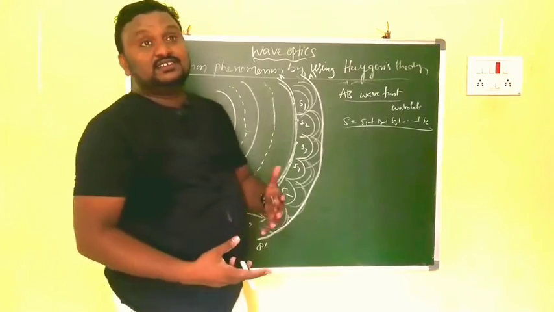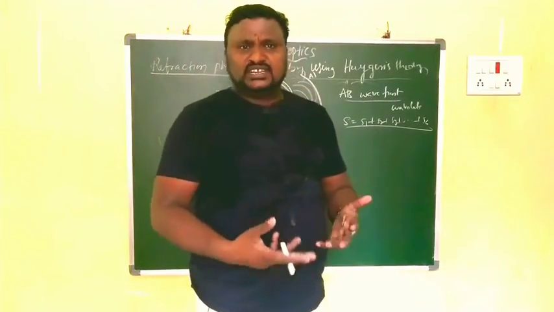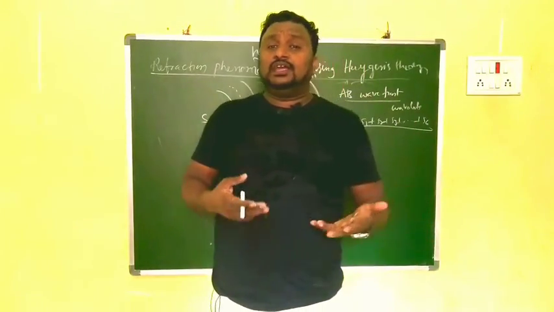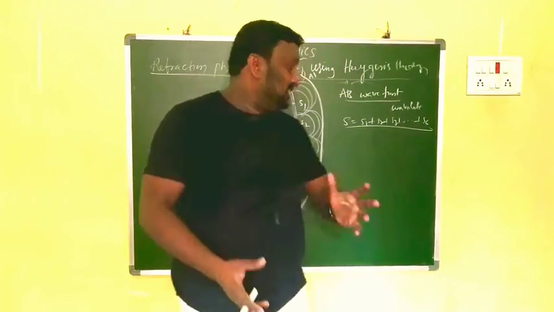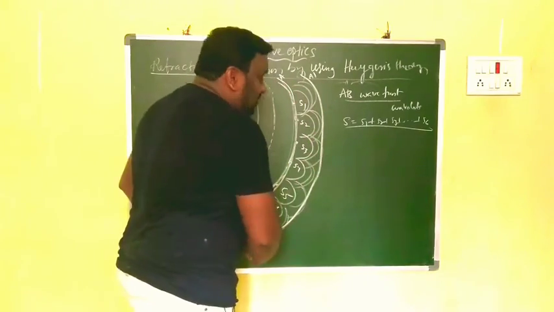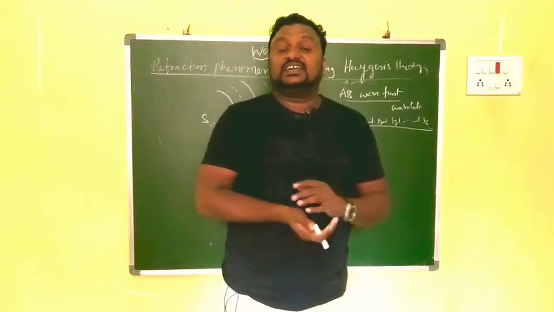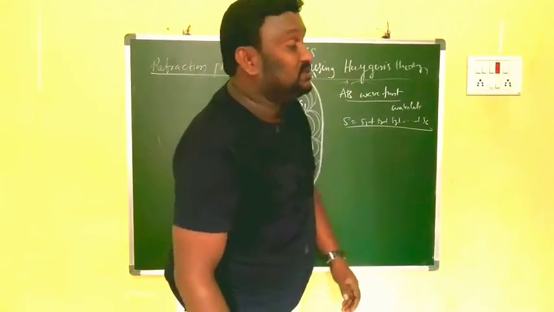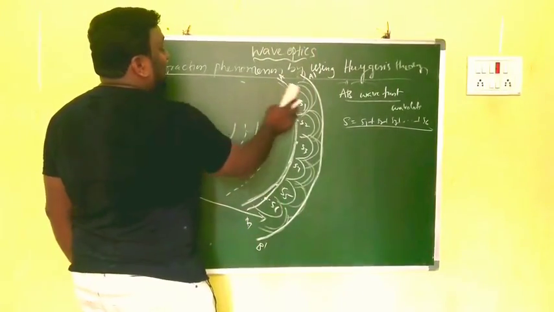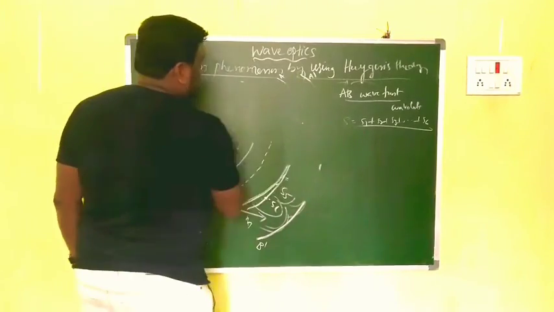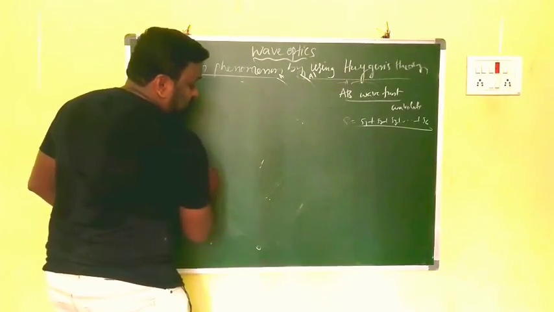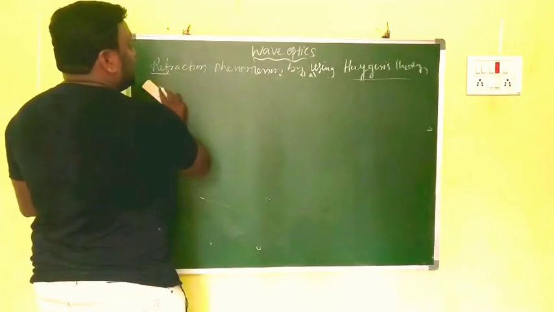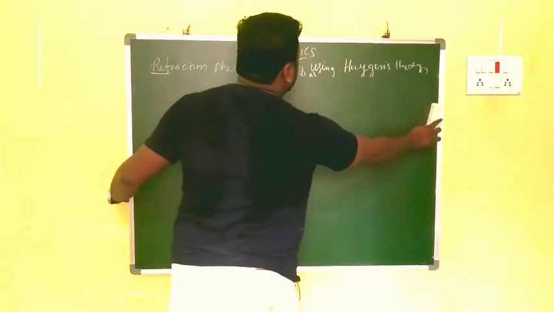They act as secondary sources. Again, they can produce light in the form of wavelets. The envelope of the next ones is what we call the secondary wavefront. In this way, light is transmitted from one place to another place. So this is the concept given by Huygens. Okay, now let us see the refraction phenomenon by using Huygens' theory.